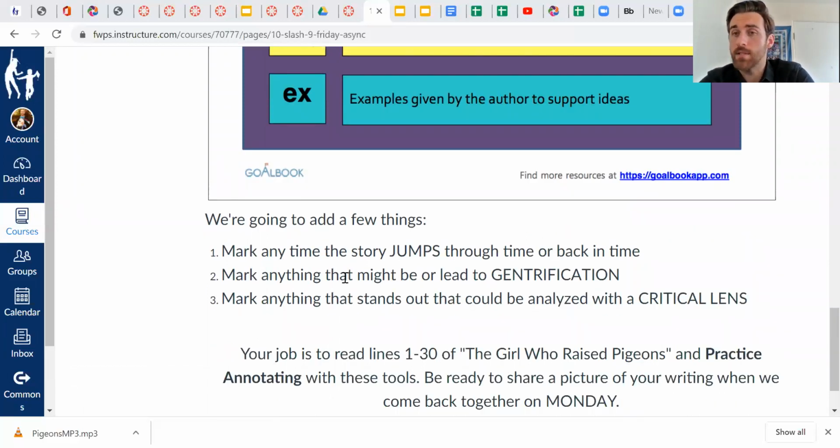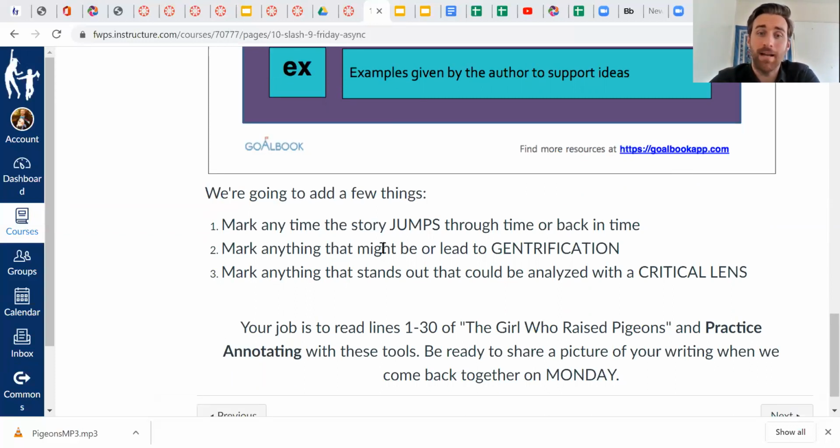One of our first assignments when we finish The Girl Who Raised Pigeons will be trying to retell the story in order. So anytime the story jumps through time, right? So it'll say like 5 years later or 10 years ago. Whenever it jumps through time, you're just going to mark that. You might circle the line and just say like time jump. Anything that might be or lead to gentrification, I'd circle that and maybe put a big G next to it, because that's one of the prompts, right?